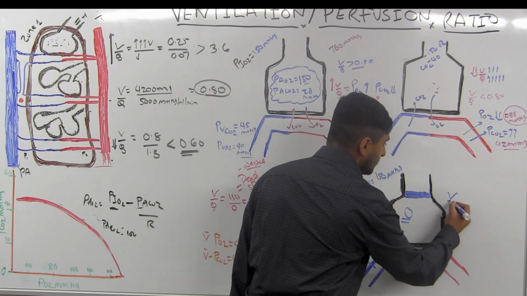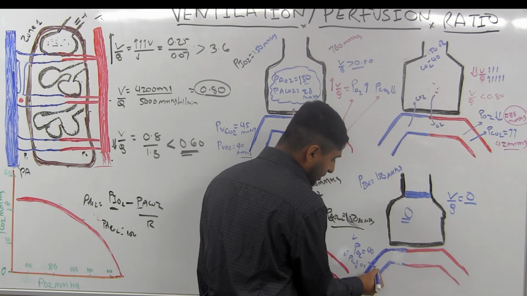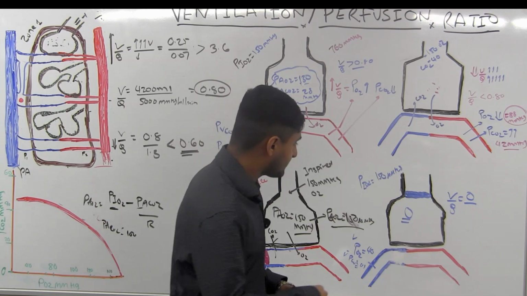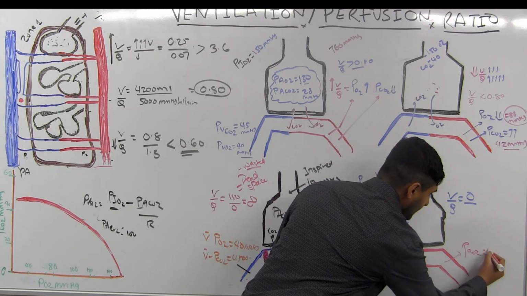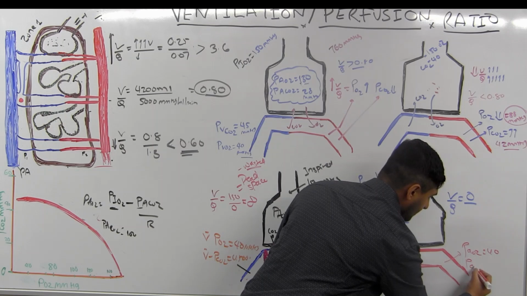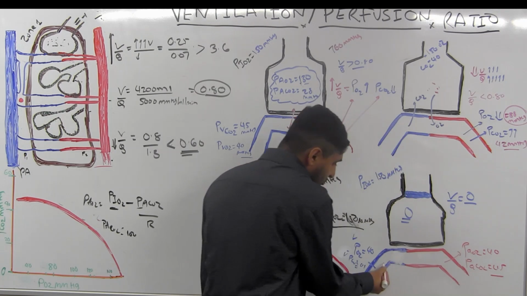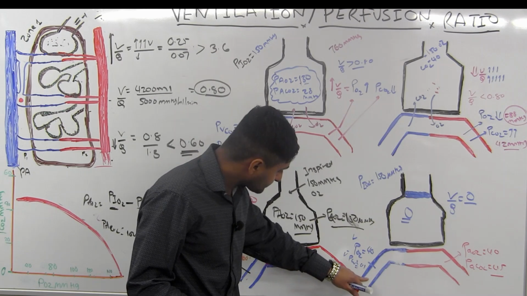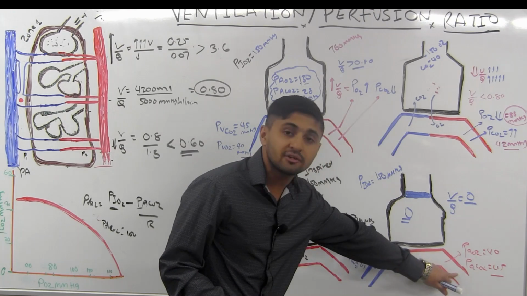So my VQ is going to be what? My ventilation is 0. My perfusion is going to be what? Whatever blood is here, it's going to be exactly the same down here, right? My alveolar O2 is going to be 40, and my alveolar carbon dioxide is going to be 45. So it is going to match the mixed venous blood. Whatever my venous blood was, it's going to be exactly the same on the arterial side too.